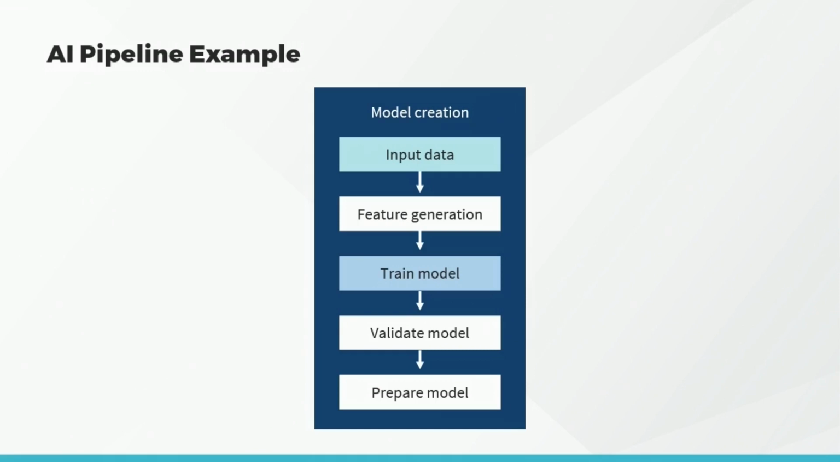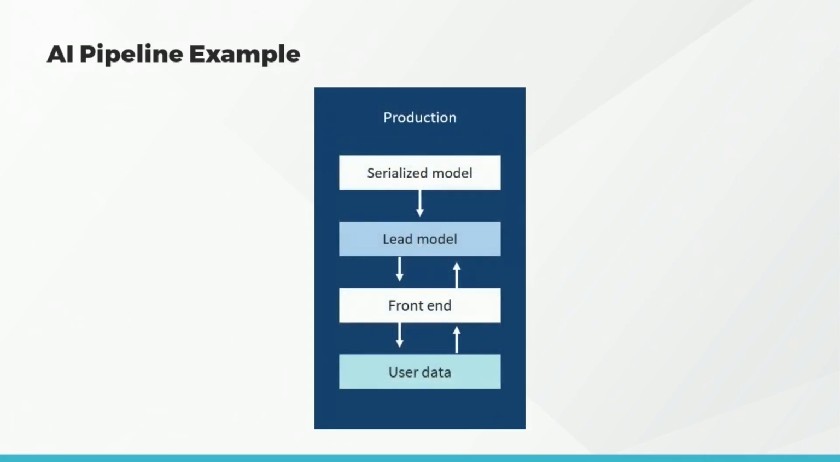Then what we're going to do is prepare the model. Once the model is validated and we're satisfied with the performance, we have to do the final preparations. This could include additional tuning, finalizing hyperparameters, or even a further validation of the model with additional tests. Once that's done, we're going to move on to loading the model into production.